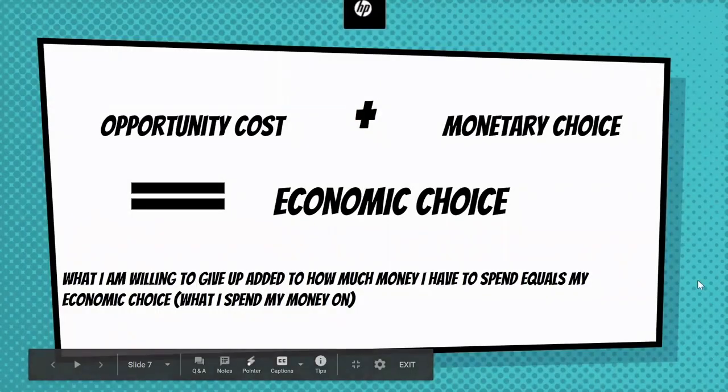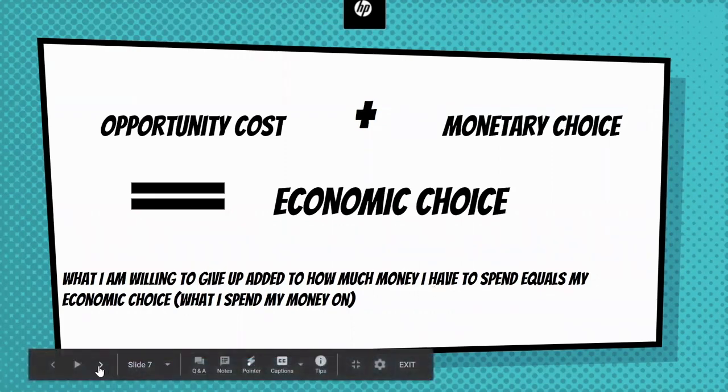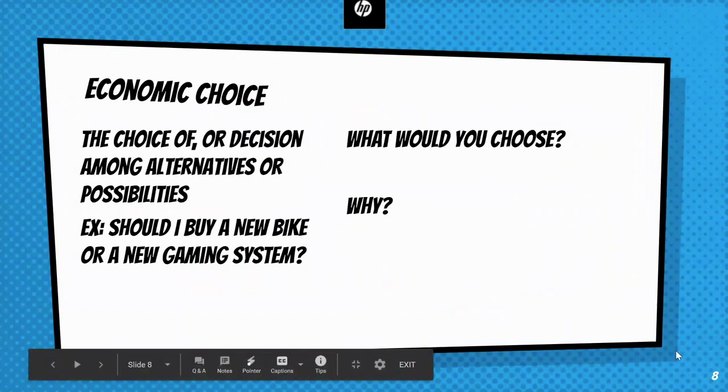Now, these two words go together because, and I know you're probably looking at this and thinking, what? This is not math, this is just social studies. Well, you'd be correct, but I like this visual and I think it helps us understand economic choice a little bit better. So, opportunity cost, what you're giving up or what you have to decide between, plus how much money you have to spend, equals your economic choice in what you spend your money on. Now, let's try something together.